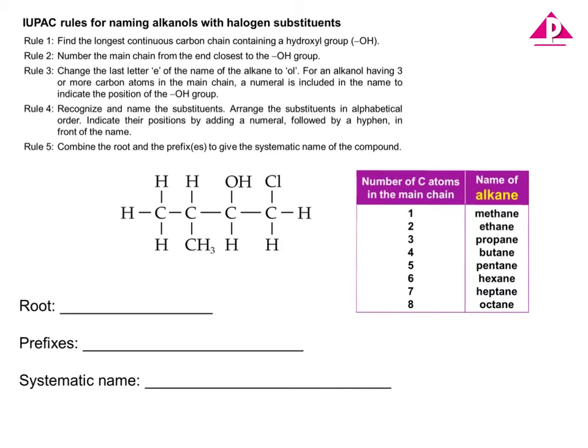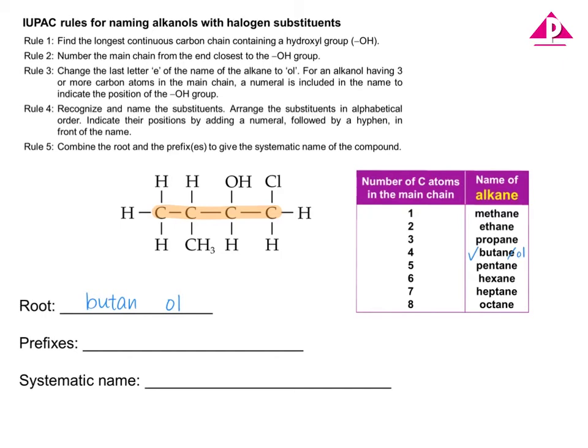Now consider the naming of an alkanol with a halogen substituent. In this compound, the longest continuous carbon chain that contains a hydroxyl group has 4 carbon atoms. If this compound is an alkane, the root is butane. This compound is an alkanol, so the root is butanol. Just change the last letter E of the butane to OL, which is the suffix of the name for alkanols.